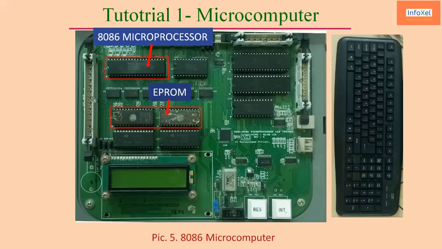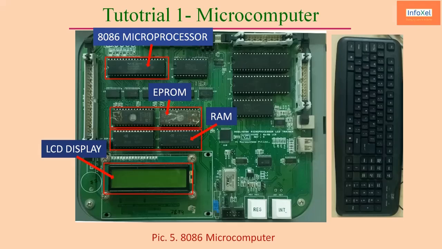This one is an EEPROM IC, a ROM IC, used only to store data or program, but we cannot make any alterations to the program or data that are stored in this EEPROM IC. Next is the RAM IC. We can change any data or program in these RAM locations. Next is the LCD display. This is an output device.